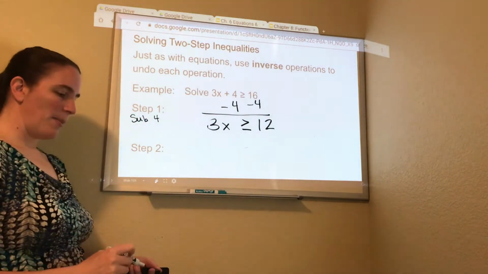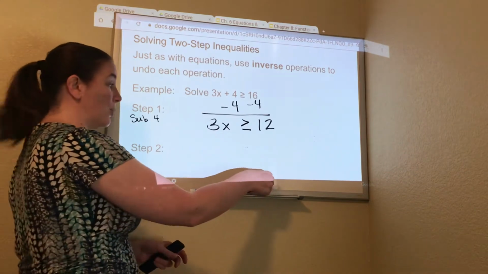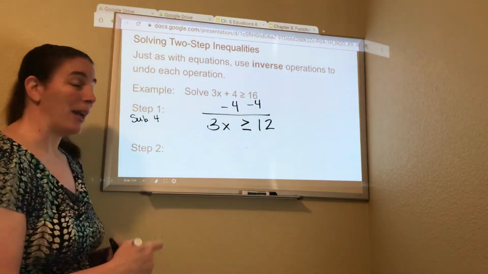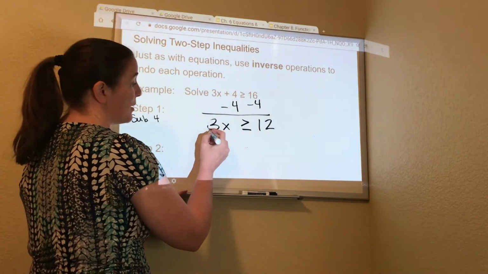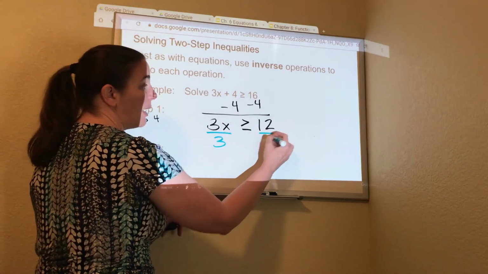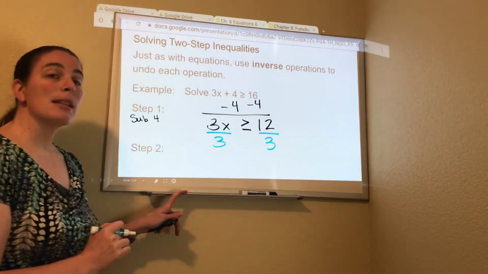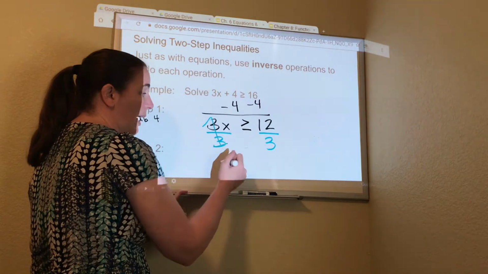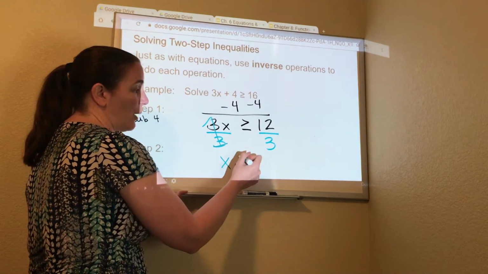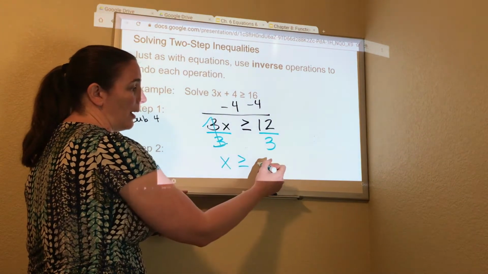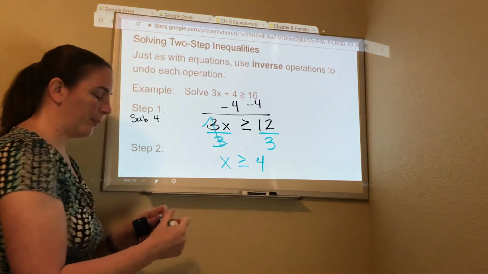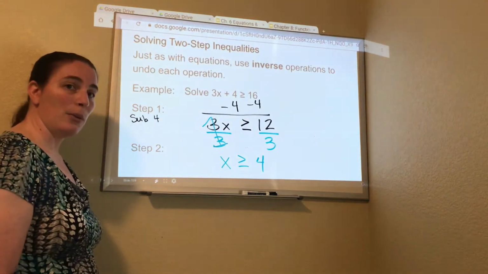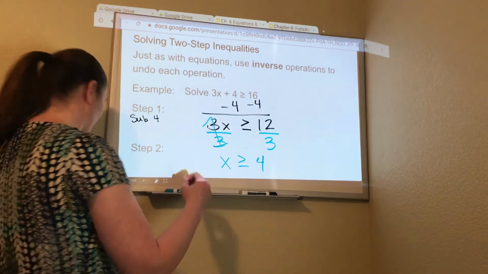And then the second step, now I see that it's multiplying, so to undo multiplying 3 times x, I'm going to undo it by dividing by 3. So I'm going to divide the left side by 3 and the right side by 3. Since it is positive, I do not need to flip the sign. I'm left with an x on the left, greater than or equal to, and then 12 divided by 3, which is 4. Okay? So my solution is x is greater than or equal to 4. Let's go on to the next problem.